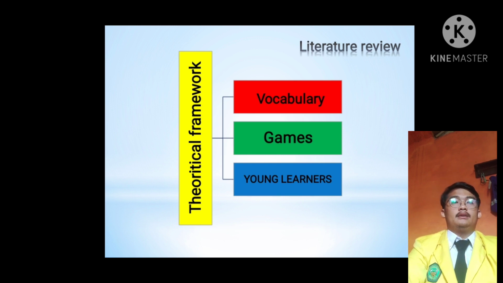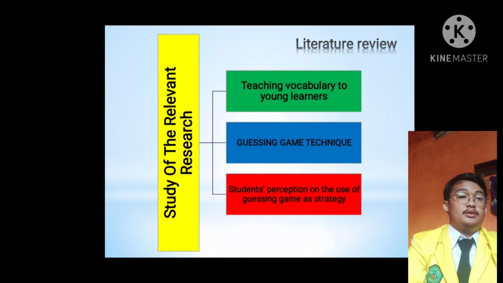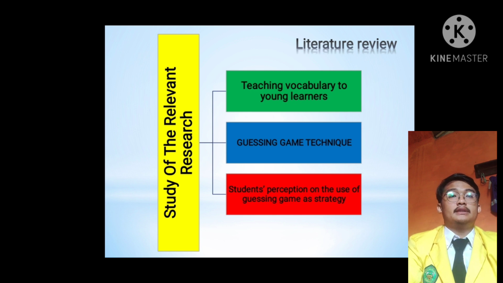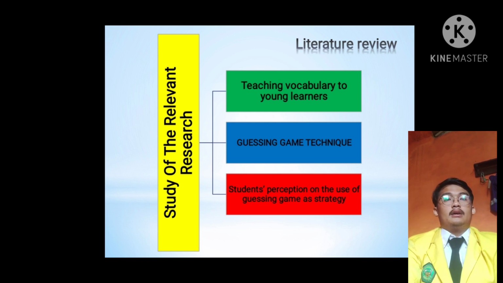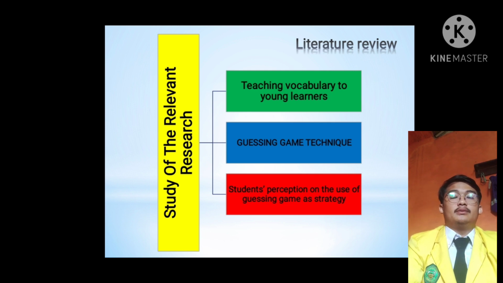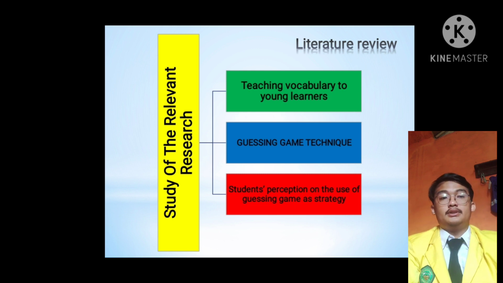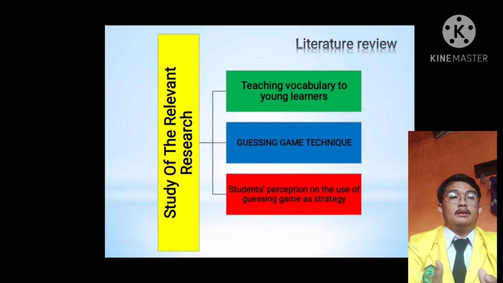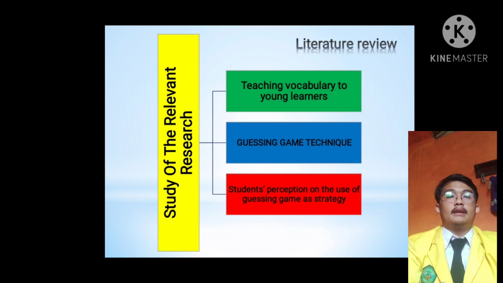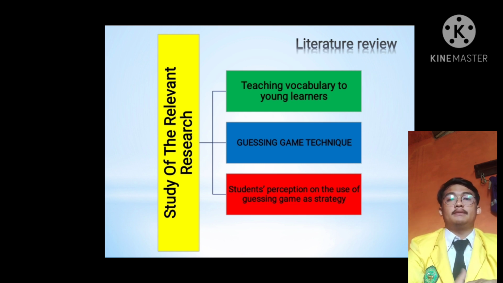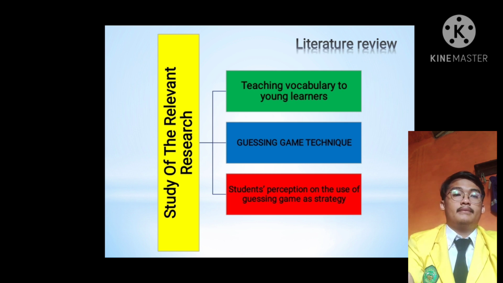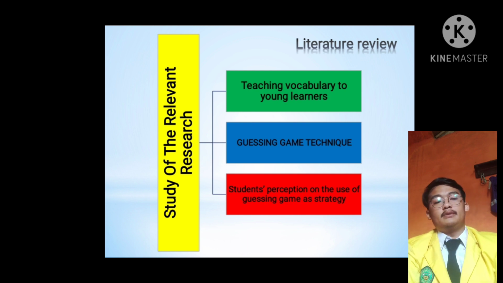Next, the literature review also covers the study of relevant research. The first, teaching vocabulary to young learners. The teaching of vocabulary is not easy to do. Some people think vocabulary teaching is hardly worth the time because the vocabulary number is unlimited. So the English teacher had better teach English vocabulary first before other aspects of language, such as grammar, speaking, reading, and writing. If students know more vocabulary, it will be easy for them to learn other aspects of the English language.